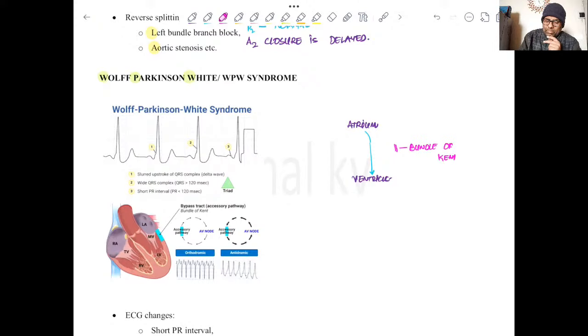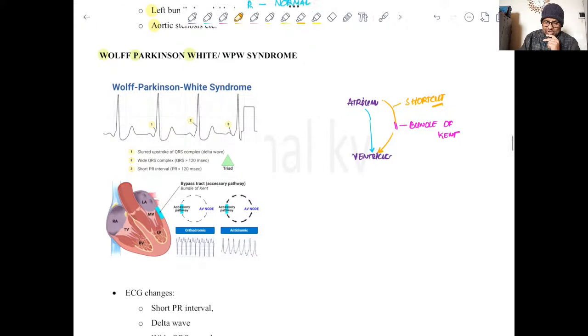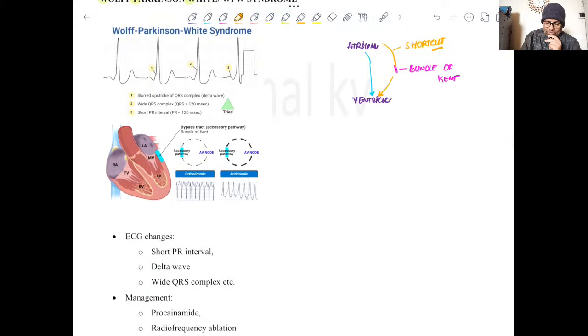So because of this shortcut, the impulses, rather than taking the longer route, bypass it and quickly reach the ventricles. So this is creating a shortcut, and therefore we see a quick transmission of impulses to the ventricles. So this is Wolff-Parkinson-White syndrome.